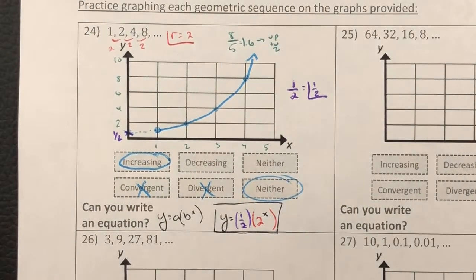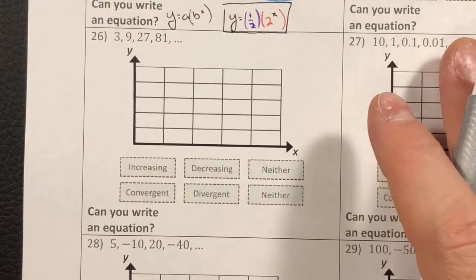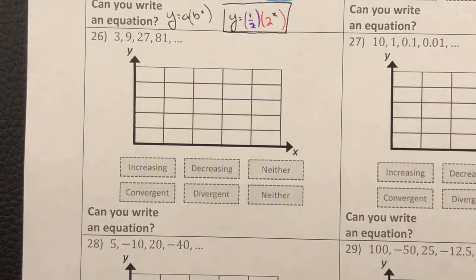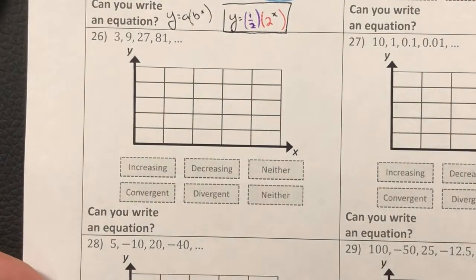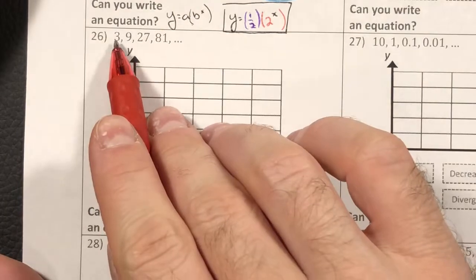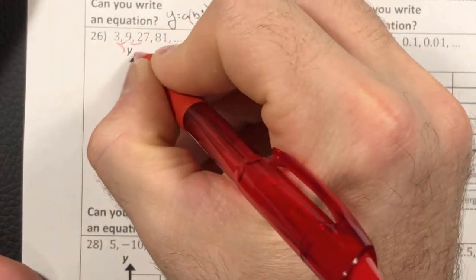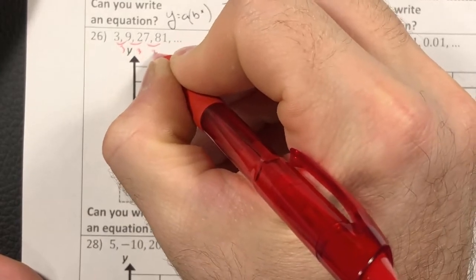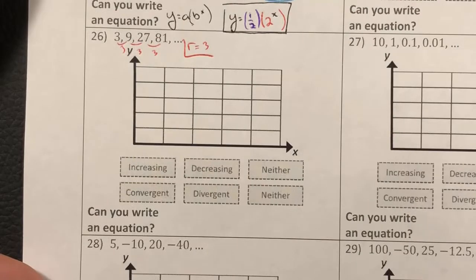Awesome. So let's do another one of those. So for this one, again, my graph is going up. I've got 3 to 9 to 27 to 81. Let's take a look at what that would look like. So from 3 to 9, I'm multiplying by 3, 9 to 27, and 27 to 81. They're all multiplying by 3, so I know my r is equal to 3.